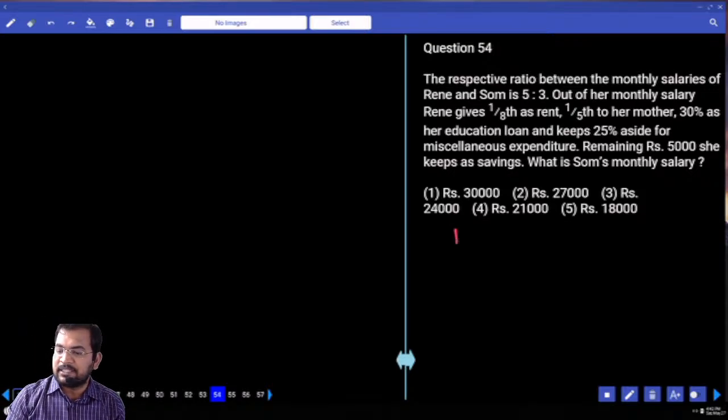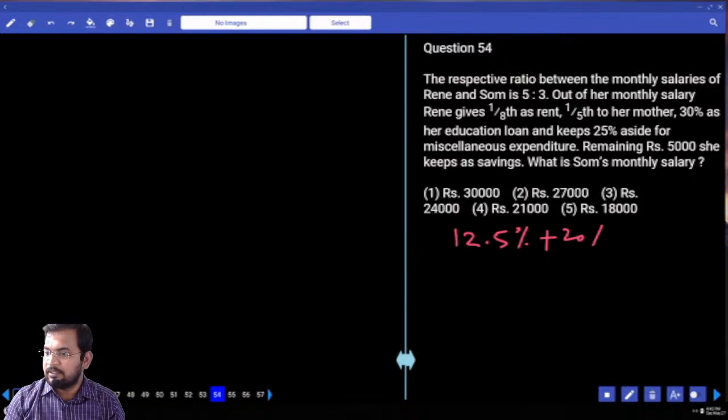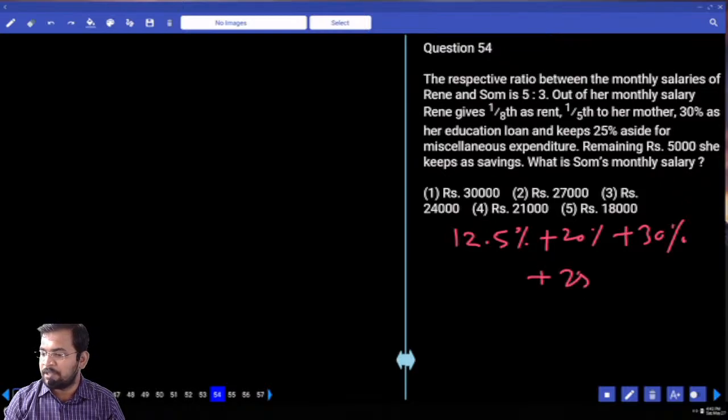1/8 is nothing but 12.5%. 1/5 is nothing but 20%. Then 30%. Last is 25. And together how much? 25, 30, 55, 75, 87.5.